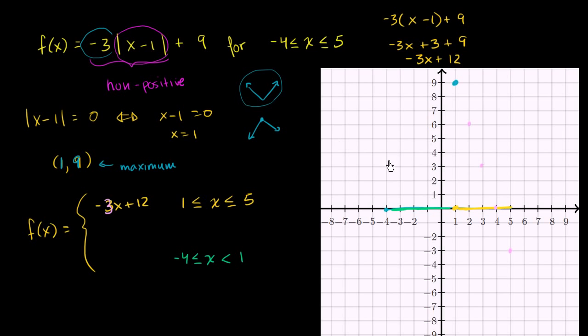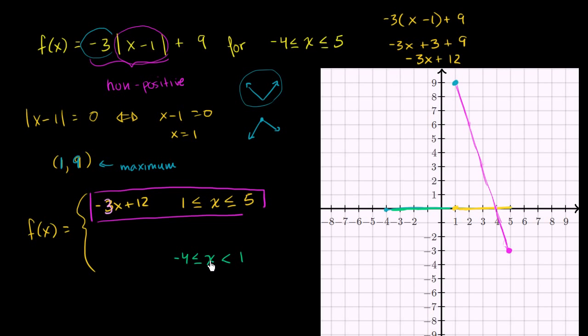And let me actually do it in purple so that you can actually see it. That's not purple. There you go. That's purple. All right. So it would look like that. And actually, let me just make it clear. This is what I'm talking about. Right over here, that piece of the function is going to look like that.